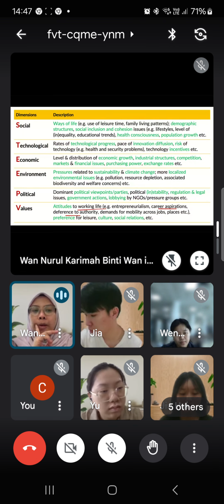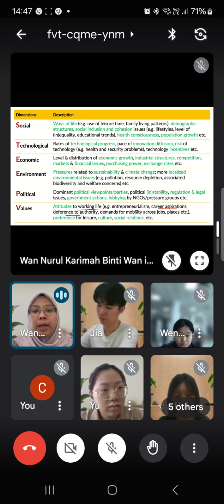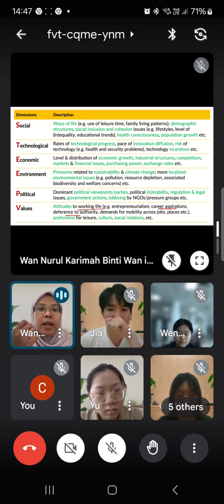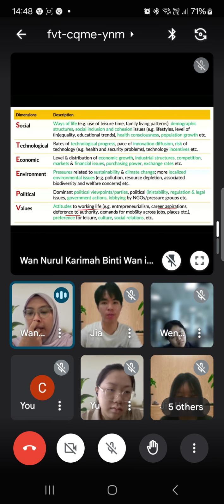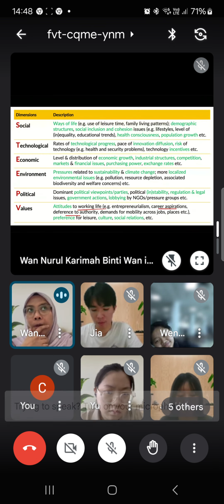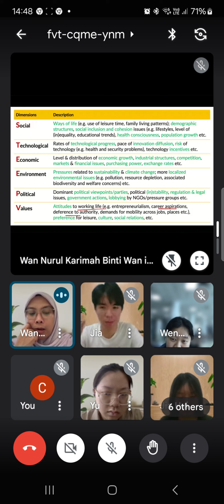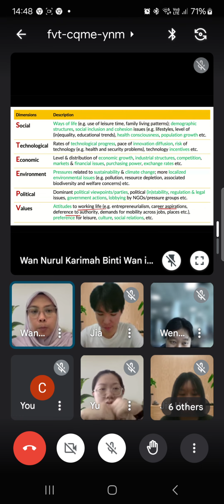So if you look at this STEEPV dimensions and the descriptions or examples of the dimensions, what can you think of other examples on how we can define this STEEPV? What else can we include as social factor or technological factor, economic factor, environment factor, political and values? Have you got any example from your own STEEPV analysis? Anybody? Anyone?